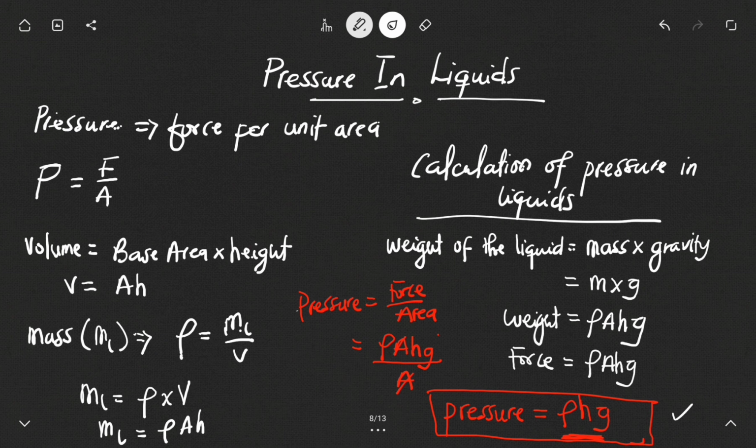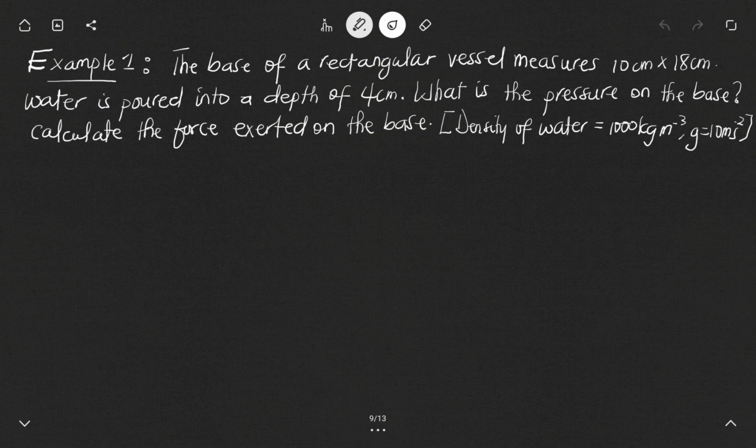Let's have a look at some examples or some questions to further deepen our understanding of this concept, pressure in liquids. Right, so let's look at example number 1. The base of a rectangular vessel measures 10 centimeters by 18 centimeters. Water is poured into a depth of 4 centimeters. What is the pressure at the base? We have to calculate the force exerted on the base. We have to take the density of water to be 1,000 kilogram per meters cube, and gravity to be 10 meters per second squared.